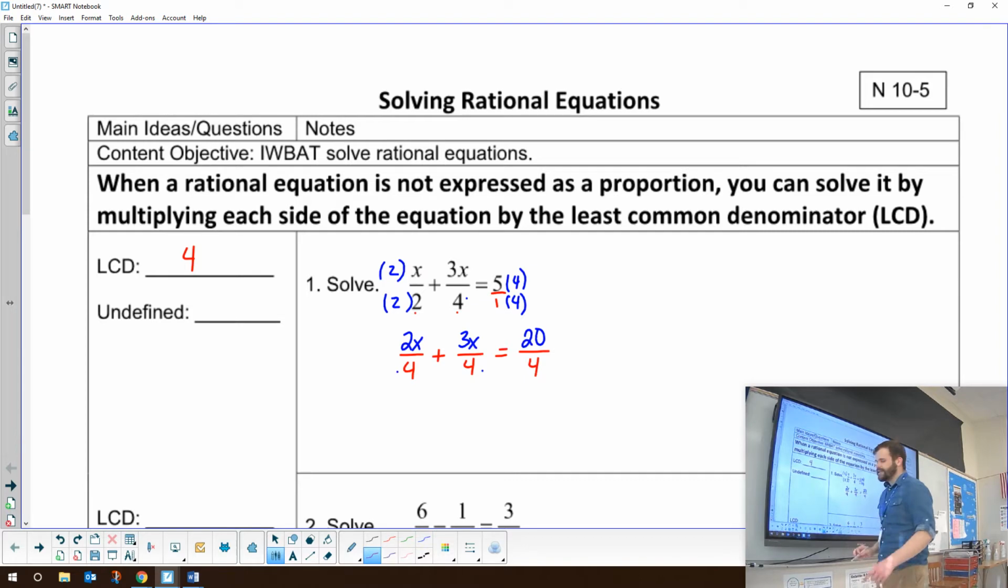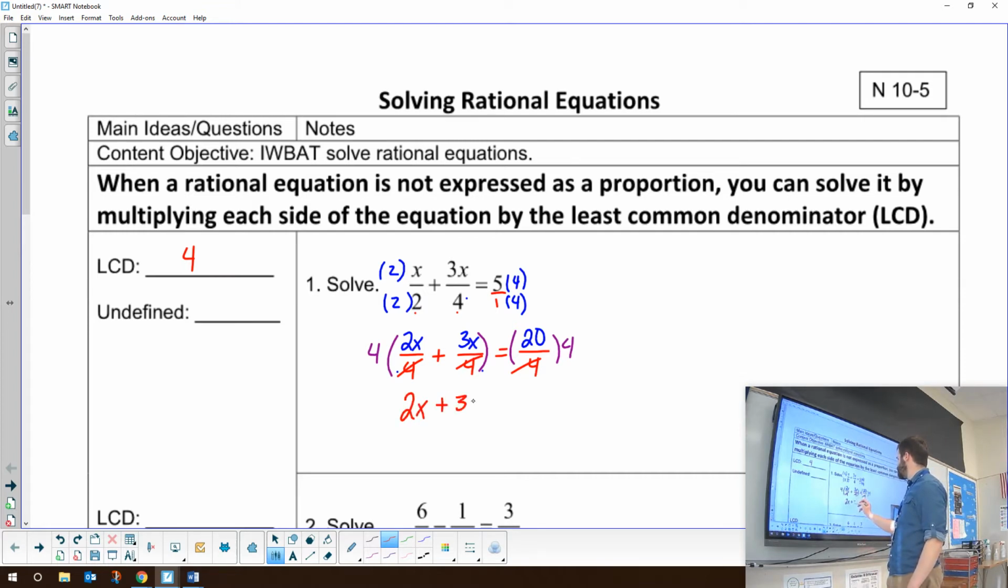And then to cancel out those denominators, we're going to multiply everything by that common denominator. So I'm just going to multiply everything by 4. It's going to cancel, cancel, cancel. That's the awesome thing. Just bam, bam, bam. If all of our denominators are the same, and if you have an equal sign, we can just cancel them all out at the same time. And so we're just going to get 2x plus 3x equals 20.